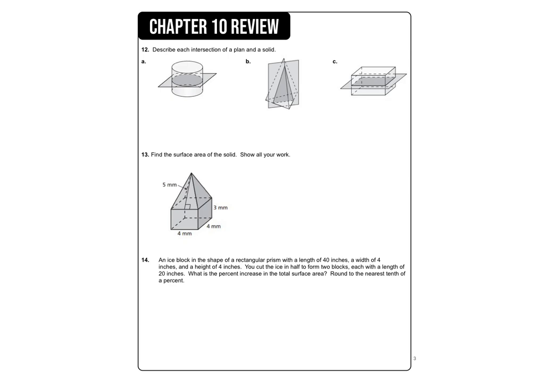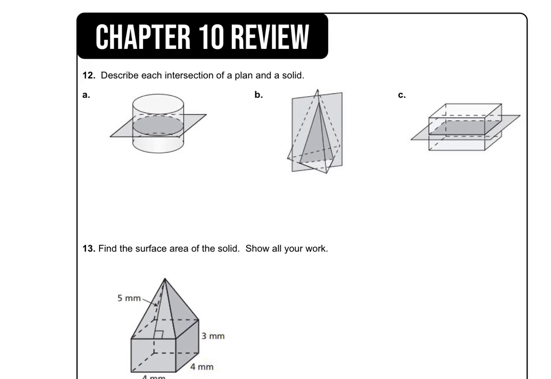Right, last page here. For number 12, it's asking us to describe the intersection of a plane and a solid. Really just saying, okay, if I take this plane-shaped thing and I cut through an object, what shape am I going to get? Well, a plane cutting through the middle of a cylinder is going to result in a circle. You can see it right there. Okay. A plane cutting through the top of a pyramid is going to result in a triangle. And if I do the same for a rectangular prism, it's just going to be a rectangle.